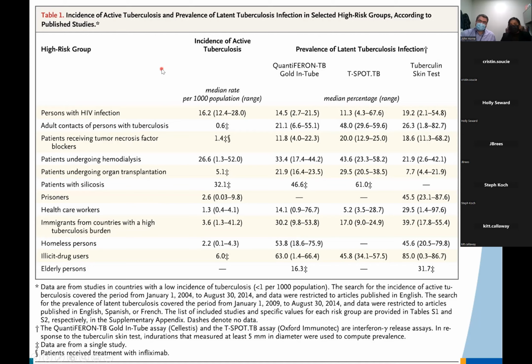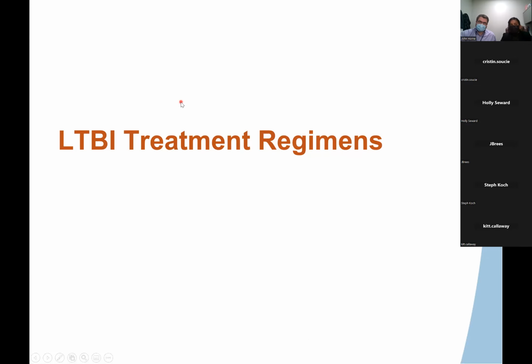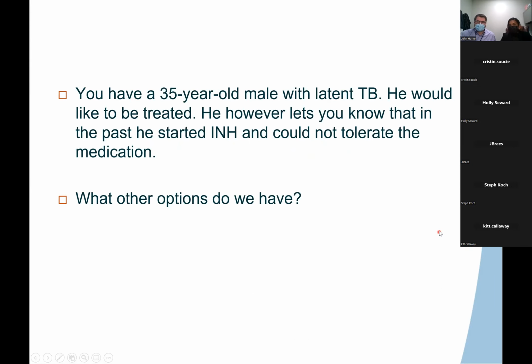I would feel like just getting them treated and then not worrying about it in the future. So what are the treatments that we use? You have a 35-year-old male, just another question, with latent TB. He would like to be treated. He, however, lets you know that in the past he started INH and could not tolerate the medication. So do we have other options, right?